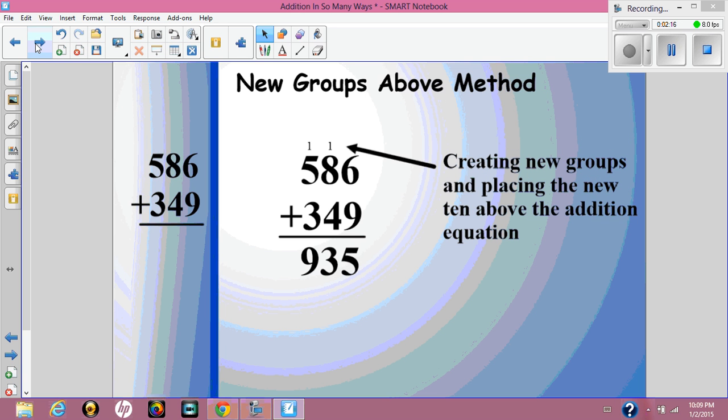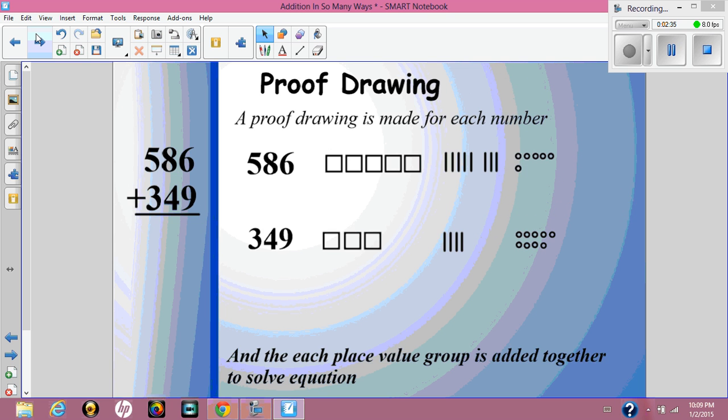The new groups above method is the one we're probably most familiar with. Same principle, starting with the ones column, and we put our new groups at the top instead of below the equation, and we come up with the answer of 935. The proof drawing is not unfamiliar to you.